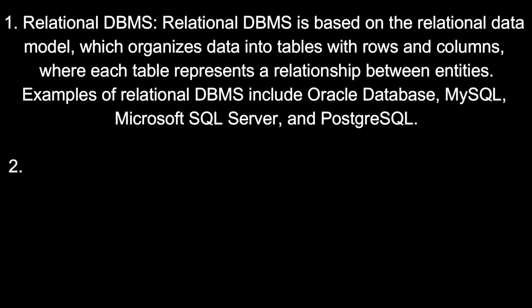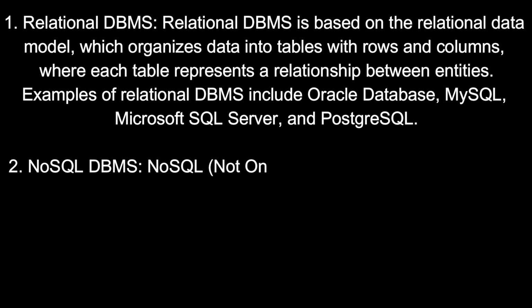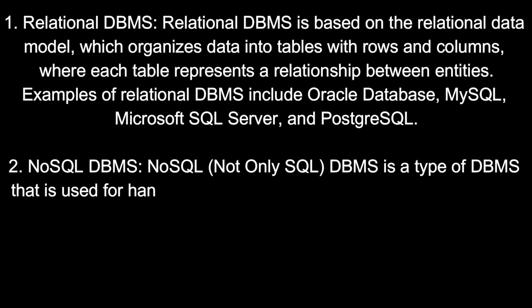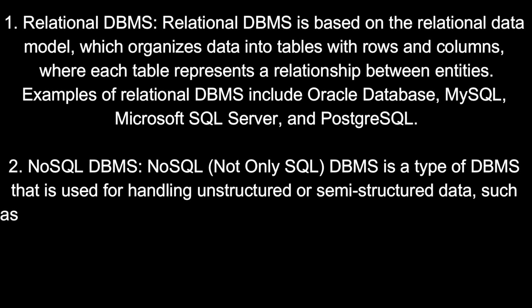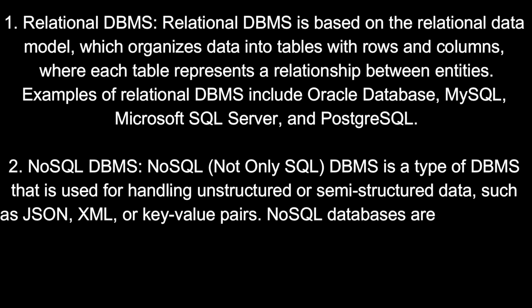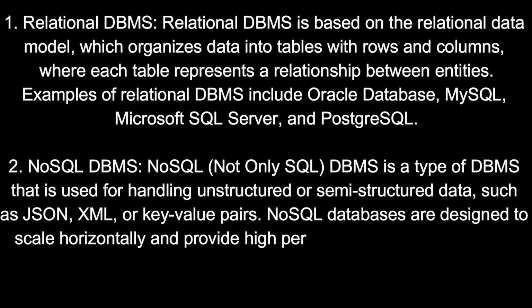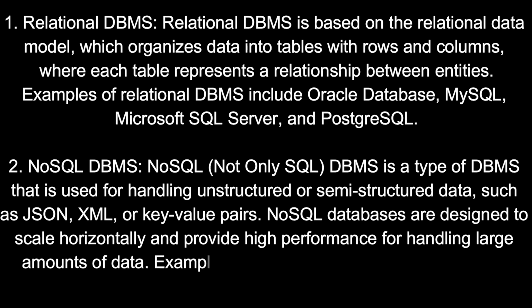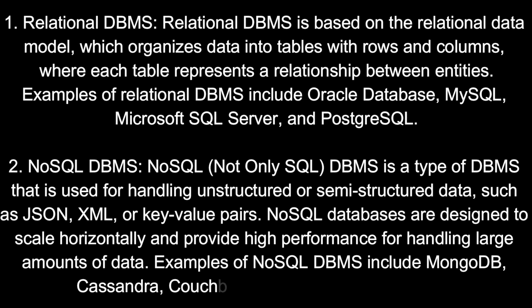2. NoSQL DBMS. NoSQL, not only SQL, DBMS is a type of DBMS that is used for handling unstructured or semi-structured data, such as JSON, XML, or key-value pairs. NoSQL databases are designed to scale horizontally and provide high performance for handling large amounts of data. Examples of NoSQL DBMS include MongoDB, Cassandra, Couchbase, and Amazon DynamoDB.